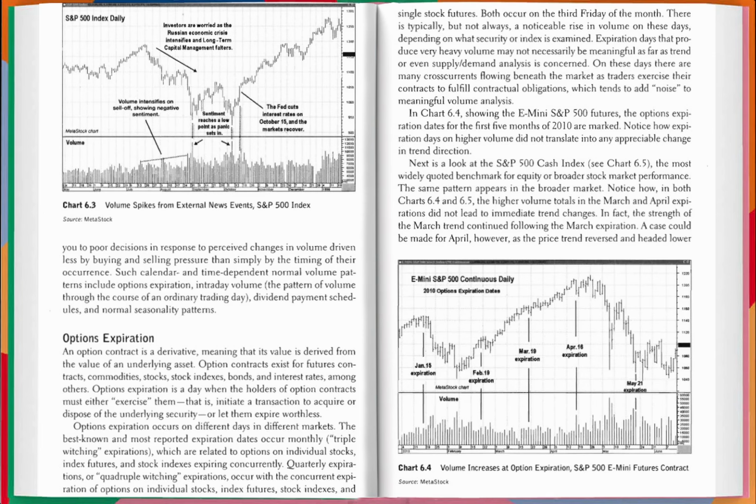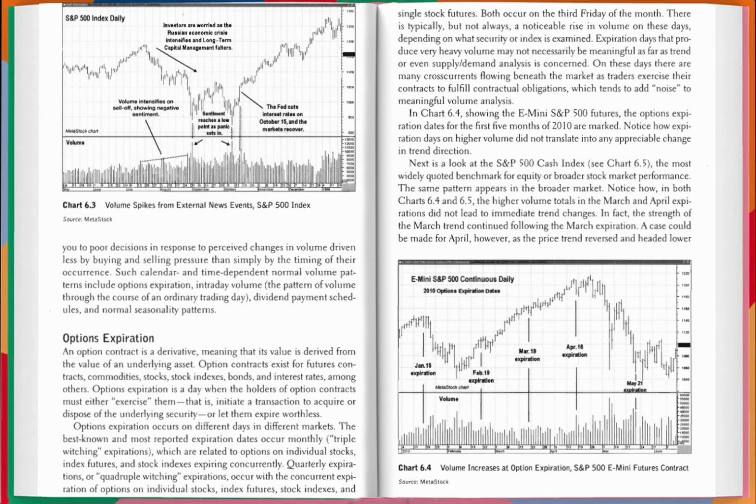Options expiration. An option contract is a derivative, meaning that its value is derived from the value of an underlying asset. Option contracts exist for futures contracts, commodities, stocks, stock indexes, bonds, and interest rates, among others. Options expiration is a day when the holders of option contracts must either exercise them, that is, initiate a transaction to acquire or dispose of the underlying security, or let them expire worthless. Options expiration occurs on different days in different markets.